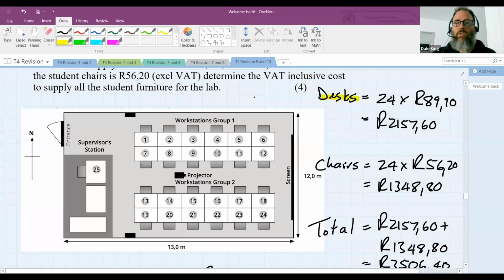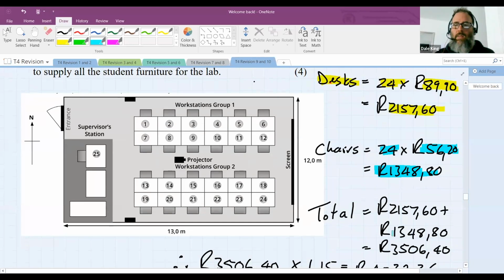I did the desks first, and I see here that the numbers on the desks are all marked. There are 24 desks and each desk has a chair. So we've got 24 desks times 89 Rand 90. That gives us 2,157 Rand 60. And then for the chairs, 24 chairs times 56 Rand 20. That gives us 1,348 Rand 80 cents. And then I added them all up at the bottom here to get a grand total that excludes VAT.